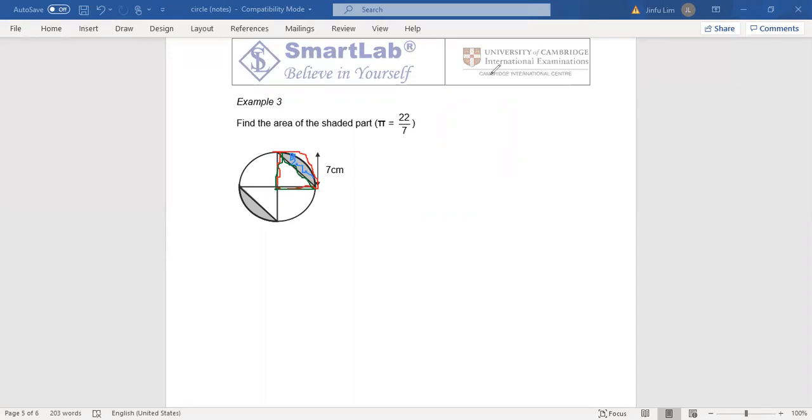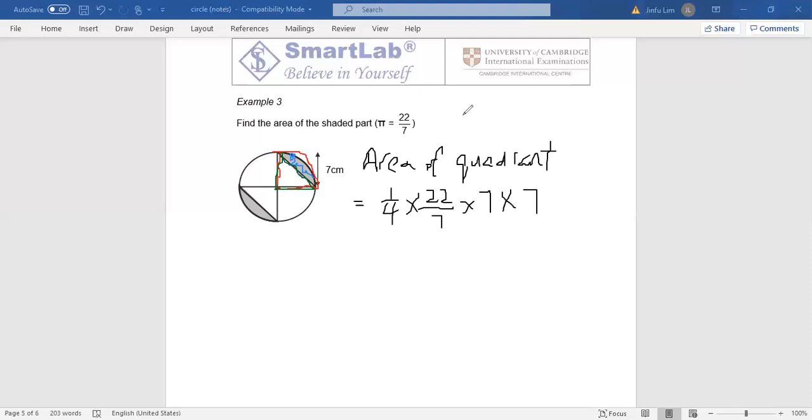So what I will do is I will find the area of the quadrant. So the area of the quadrant will be equal to 1/4 times pi times the radius, which is 7, so r times r. So you get 38.5. So this is the area due to 1 quadrant. After that, we can find the area of the triangle.